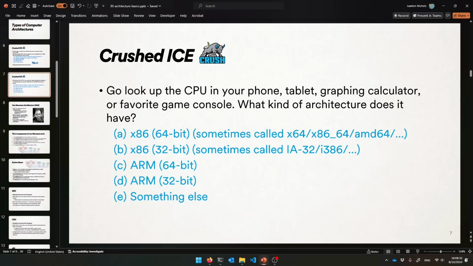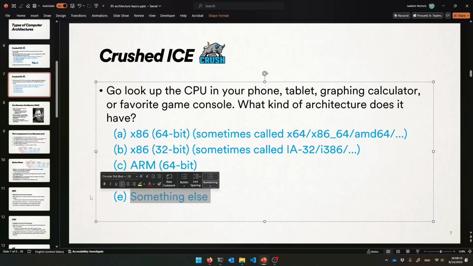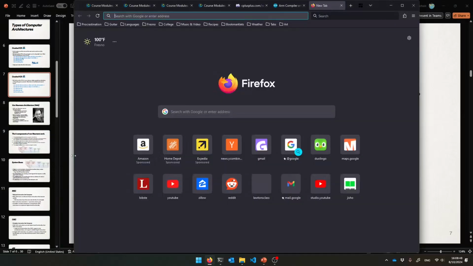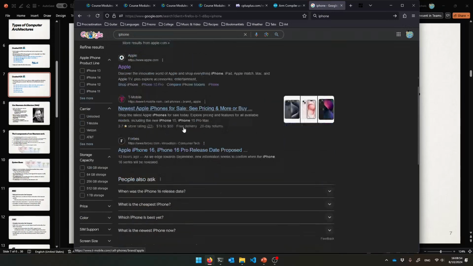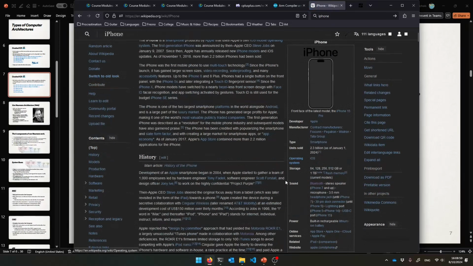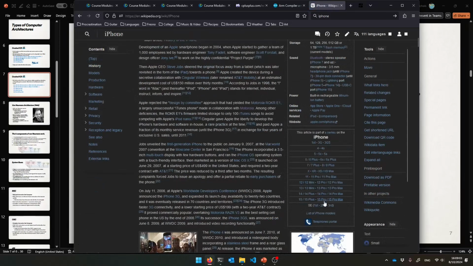And then what about your phone, your tablet, your graphing calculator? This honestly could be something else. So if you look up maybe your graphing calculator or an older game console, it very likely could be something other than these. But an iPhone, for example, if we click iPhone and we search for that on at least Wikipedia, I would like to see if it tells you easily what kind of processor there is in here. So let's go to the current one, 15 Pro.